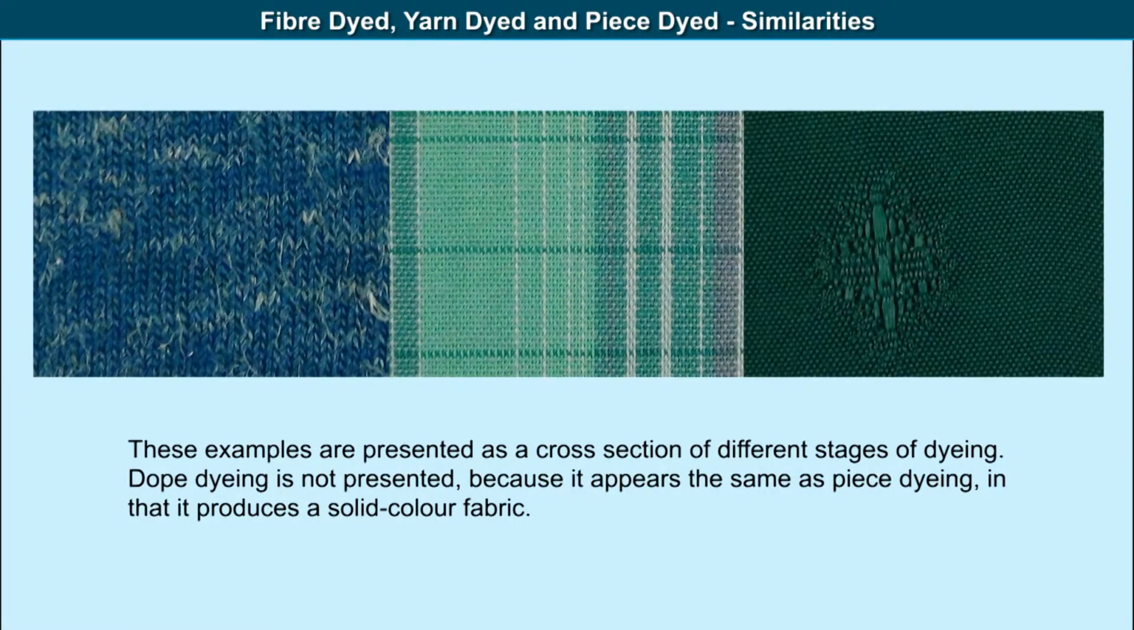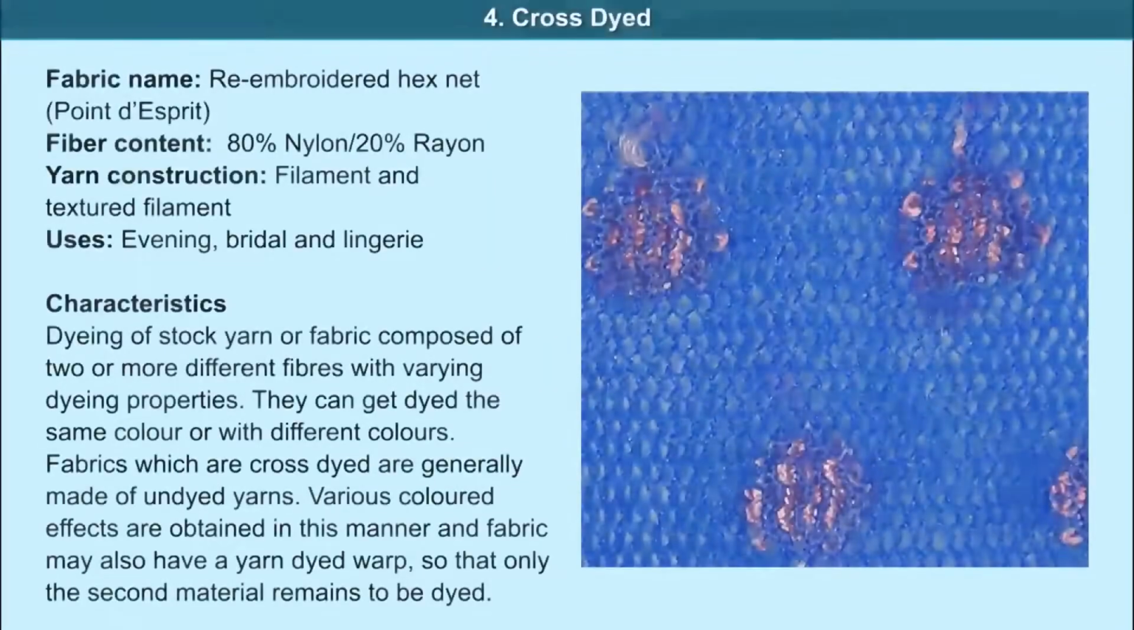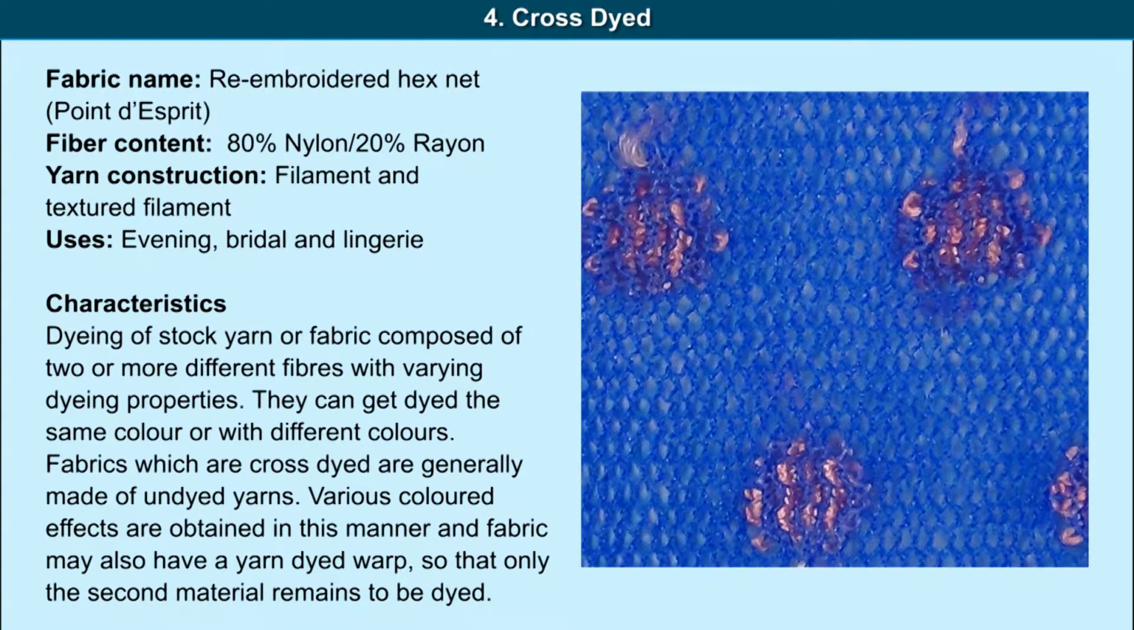Fiber dyed, yarn dyed and piece dyed. These examples are presented as a cross section of different stages of dyeing. Dope dyeing is not presented because it appears the same as piece dyeing in that it produces a solid color fabric. Cross dyed, re-embroidered hex net, point d'esprit.